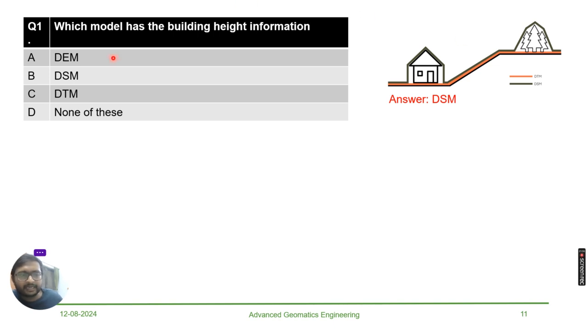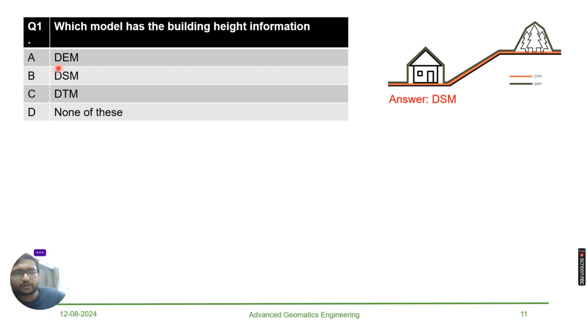Now if we add some linear features, let's say a ridge line or some other linear feature, into our DEM, then it is considered a DTM, digital terrain model. So DEM and DTM are more or less similar, but the thing is DEM has some more information compared to the DTM. Both are representing barren earth.